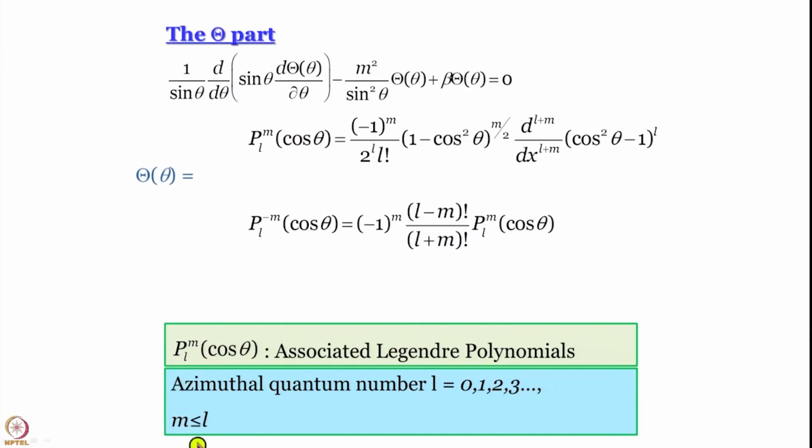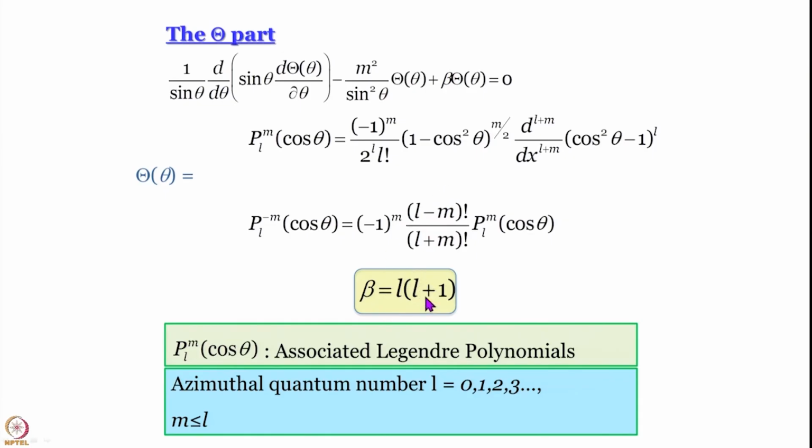We also get the condition that there should have been a mod sign here, mod m, the absolute value of m, has to be less than or equal to l. That is something that we know already, 2l plus 1 values of m are there. So, going back to the picture we showed earlier, for l equal to 2, m can take up values of 2, 1, 0, minus 1, minus 2. 5 values, 5 is 2l plus 1 where l equals 2.